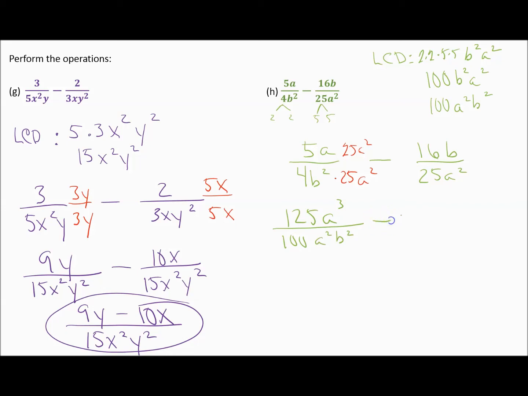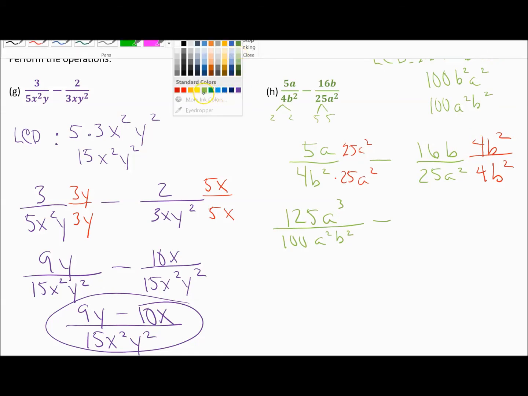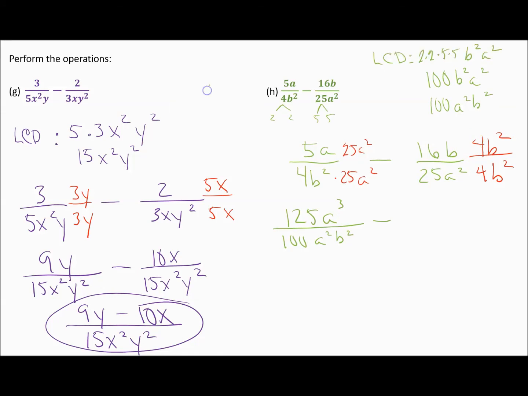Now I'm going to work on my second fraction over here. I need to multiply 25a squared by something to turn it into 100a squared b squared. Well, 25 times 4 will give me the 100, and to get the b squared, I need a b squared. And I must do this in the numerator as well. So we do 16 times 4, which is going to give me 64.